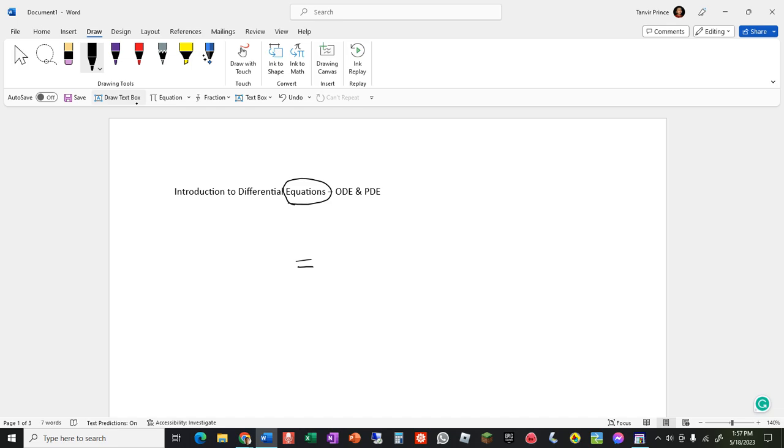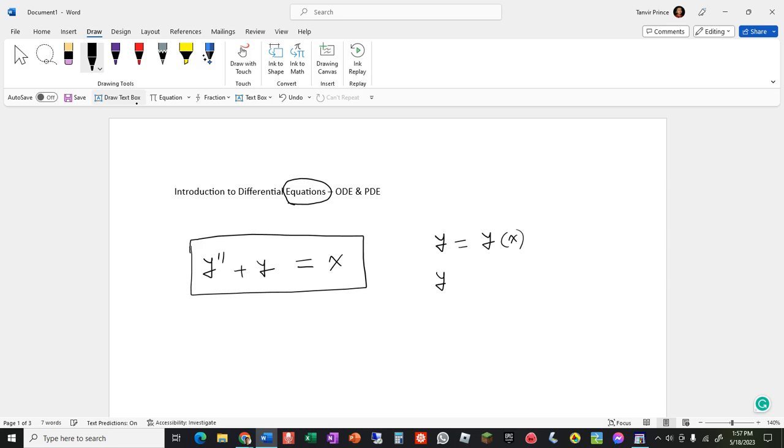A simple example, something like y double prime plus y equal to x. So that's a simple differential equation. Here y is the unknown function. So y, think of it as a function of x. So we're looking for what are the possible solutions, what are the possible functions of x that satisfy this differential equation.